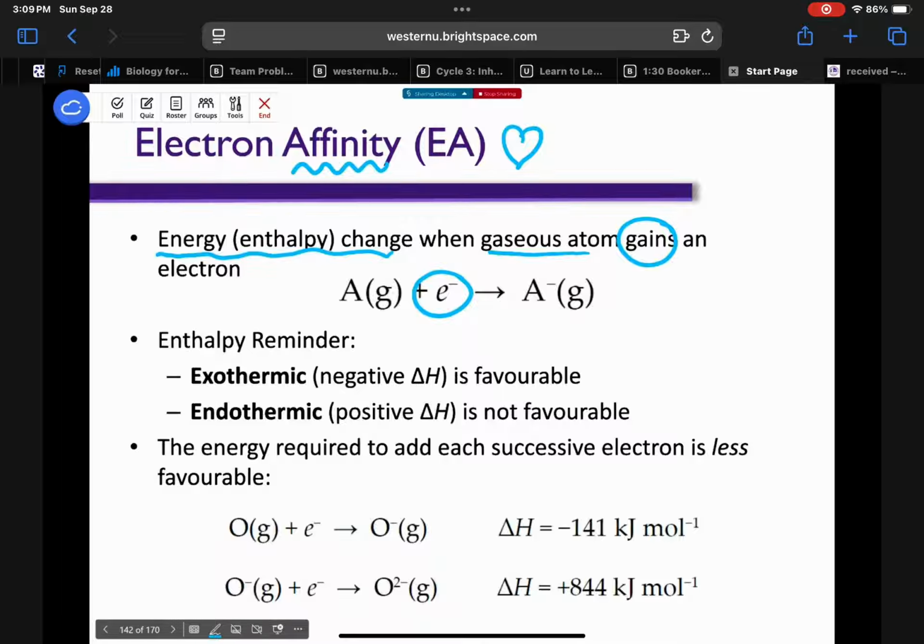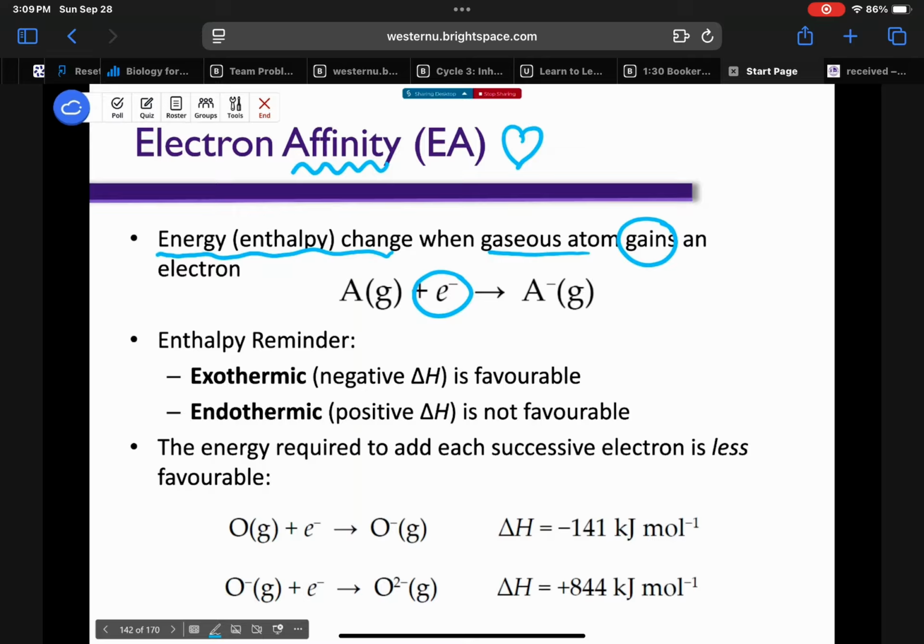So now we're adding an electron. Remember, ionization energy was stealing an electron. Now it's getting an electron, and we're going to measure and say, Mr. Atom, how happy do you feel right now gaining an extra electron? And it tells us how much it loves having that extra electron. Of course, atoms don't have feelings, but they do have energy changes.